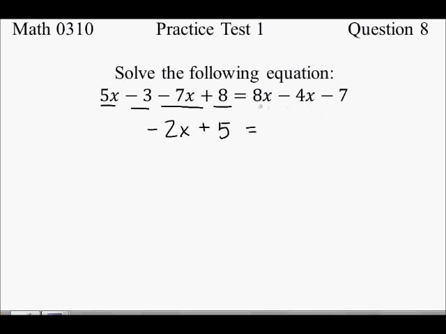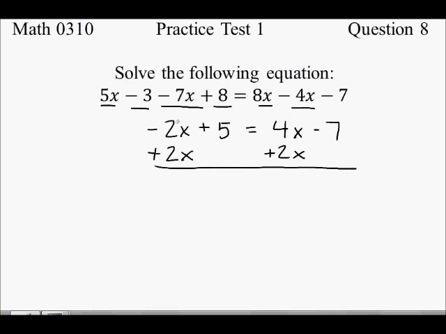Over here we can see that we have x terms in common. These are like terms. 8x minus 4x is going to give us 4x. And then minus 7, nothing like with that over there, so we'll just write minus 7 there. Okay, so now we want to gather all our x terms together on one side of the equal sign. I'm going to do the easier thing, I think, of making a positive x on the right-hand side. I'm going to get rid of the minus 2x, so I'm going to do the opposite, which is add 2x. So we'll add 2x to both sides.